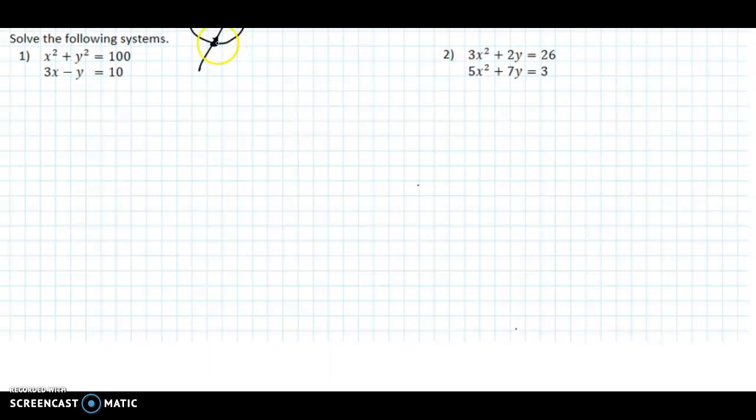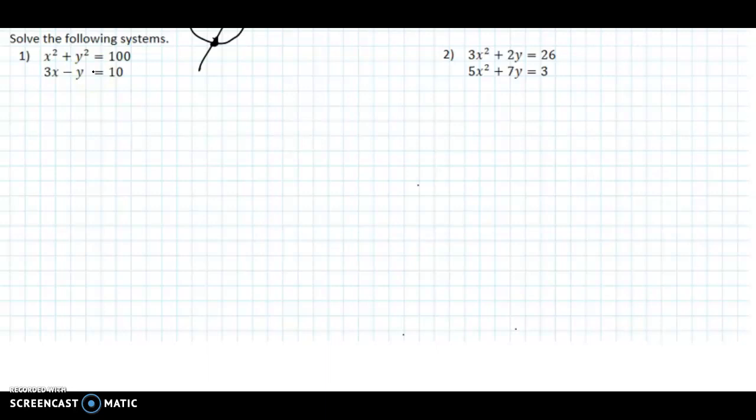In this case, it could be that there are two. We could create an example where there's one solution or no solutions as well. As you look at this system, you'll notice that we can't use elimination because I have an x squared term and an x term, so I can't add those together. And then I have a y squared term and a y term, and I can't add those together. So we have to use substitution.